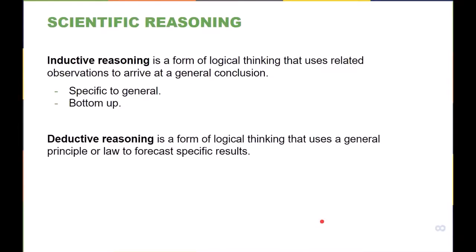Now, deductive reasoning sounds like inductive reasoning. It is a form of logical thinking that uses a general principle to forecast specific results. So we're going to have a general conclusion and then use that conclusion to apply to new situations. So it's general to specific and top down. So it's kind of the opposite. So we're going to look at some examples.